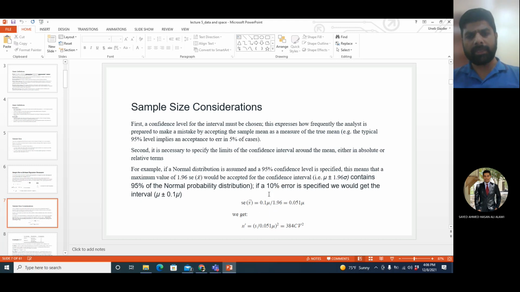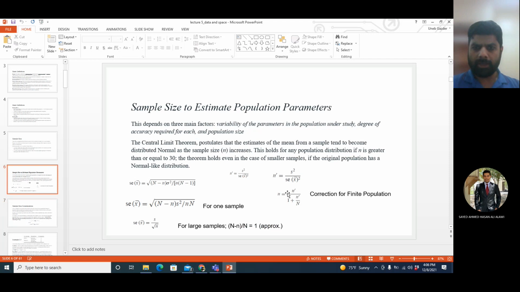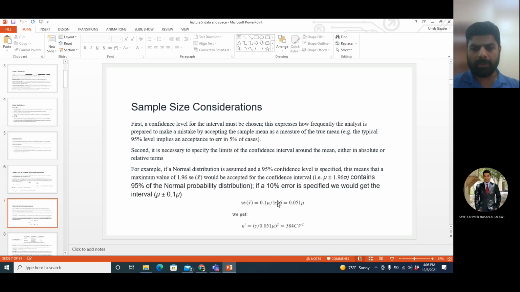So basically you come to this equation, and from this equation you take the standard error of x bar equal to the error which is mentioned, and the confidence level which you are allowing in the mean, and on the basis of that you calculate the sample size.